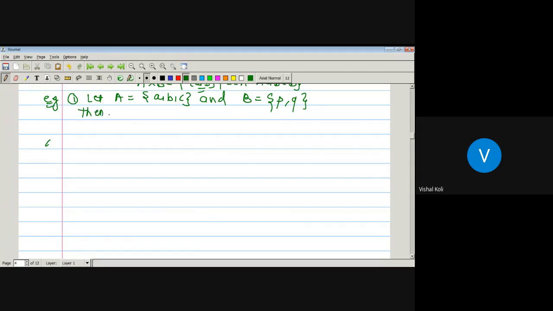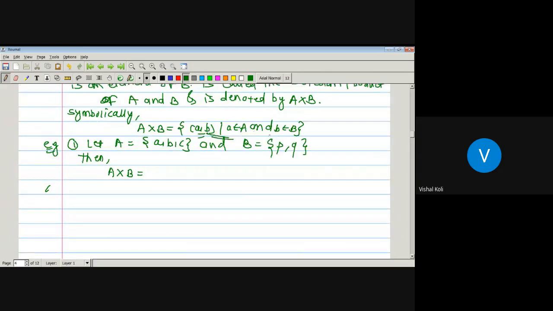Then A cross B contains all the ordered pairs (a, b) such that a is a member of A and b is a member of B. Therefore, first take the element a: (a, p) and (a, q). Now the second element b: (b, p), (b, q). Similarly, (c, p) and (c, q). So these are the distinct ordered pairs which are possible from these two sets A and B having elements a, b, c and p, q.